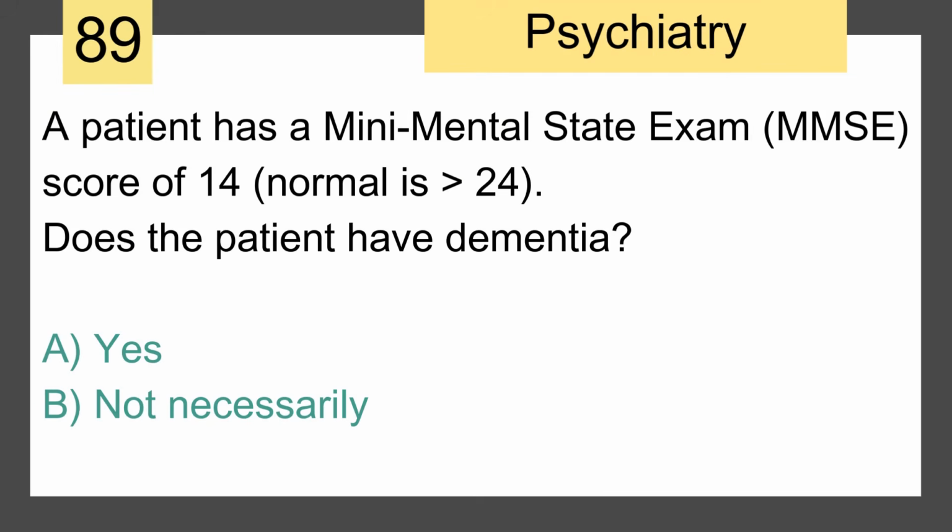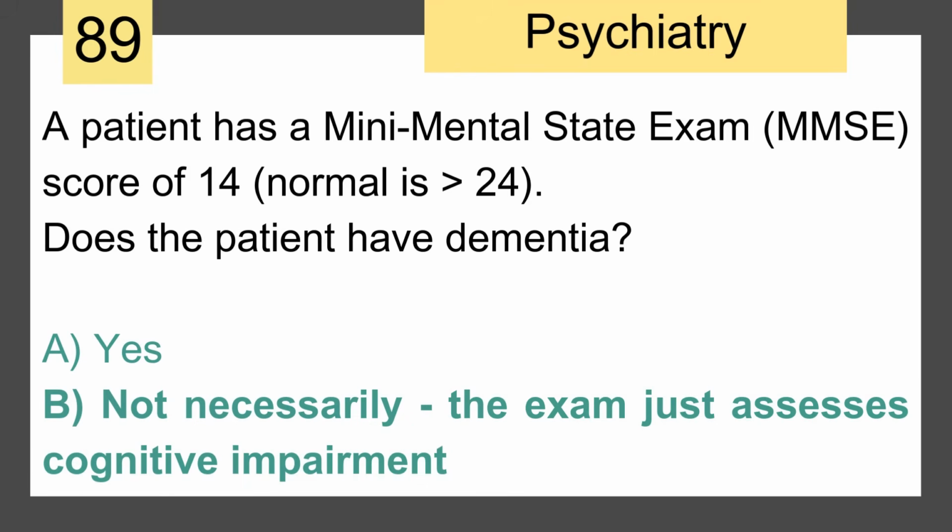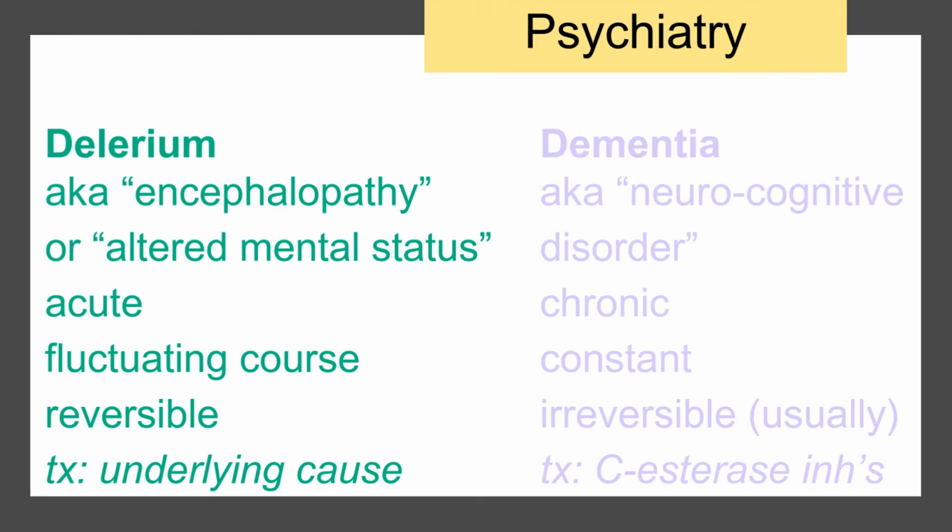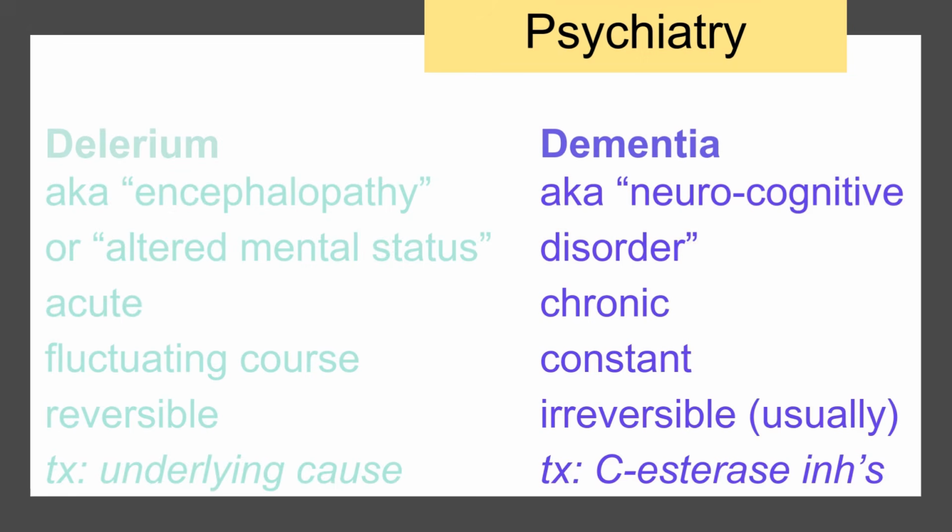Question 89. A patient has a mini-mental of 14. Remember, normal is above 24, and the best you can get is 30. So if they have 14, do they have dementia? Not necessarily. Remember, they could have other things too, such as delirium. In fact, the definitive diagnosis for dementia really requires autopsy and pathology, which is rarely done, but we have other tests, such as PET scans. Here I compare delirium and dementia. Dementia is not waxing and waning. It's more chronic and it's more constant. One of the treatments that we give, especially in Alzheimer's, is the cholinesterase inhibitors.